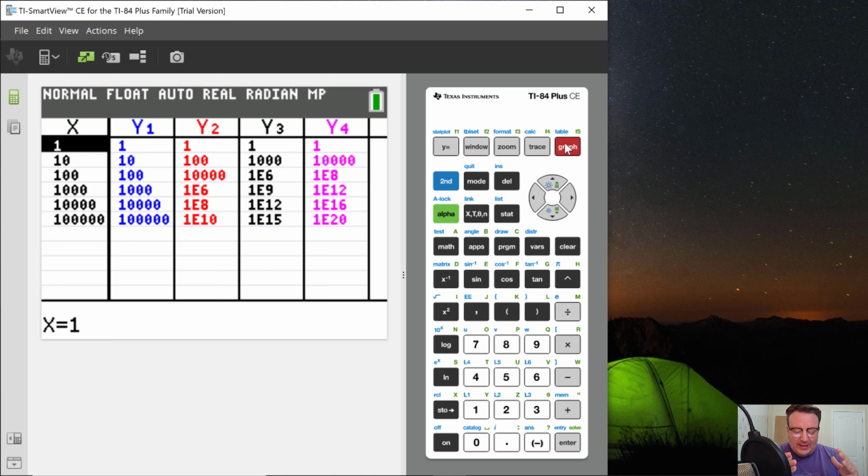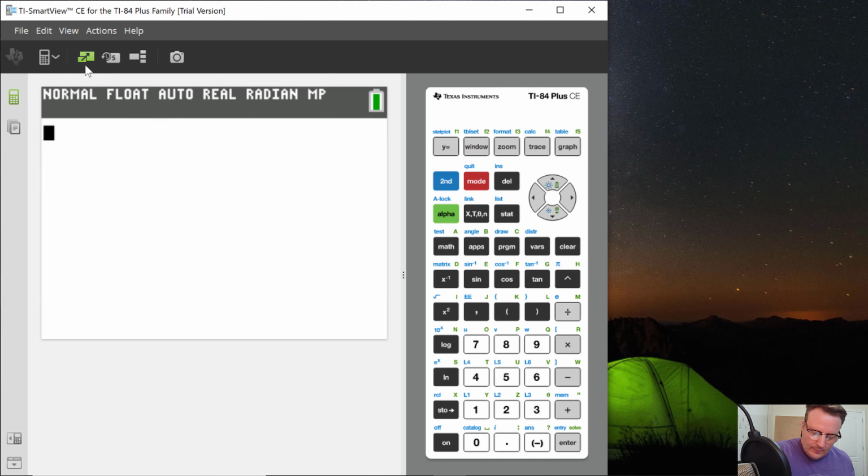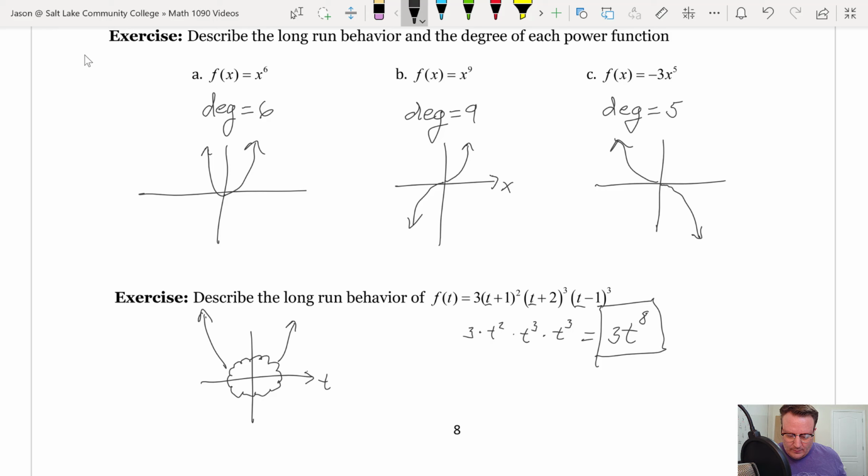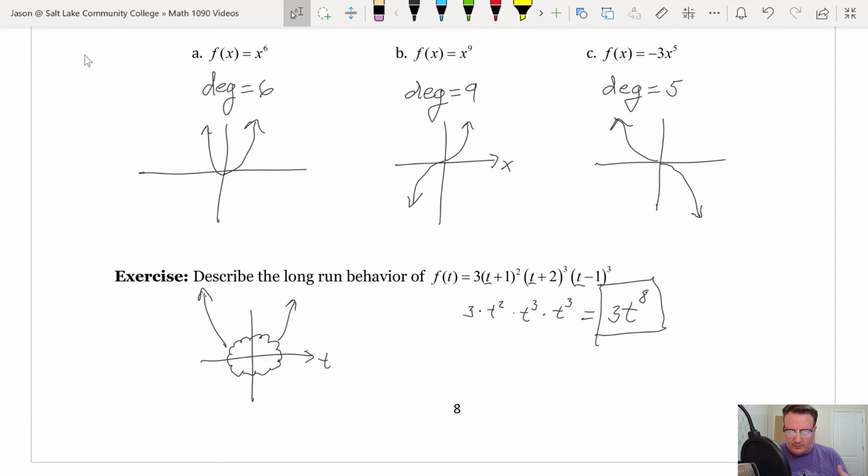Okay, so the point is that the leading term of a polynomial function will completely dominate all of the other terms for large enough values of your independent variable, x or t or whatever you're using. So for polynomials, just like power functions, to determine the long-run behavior, all we need is the leading term.